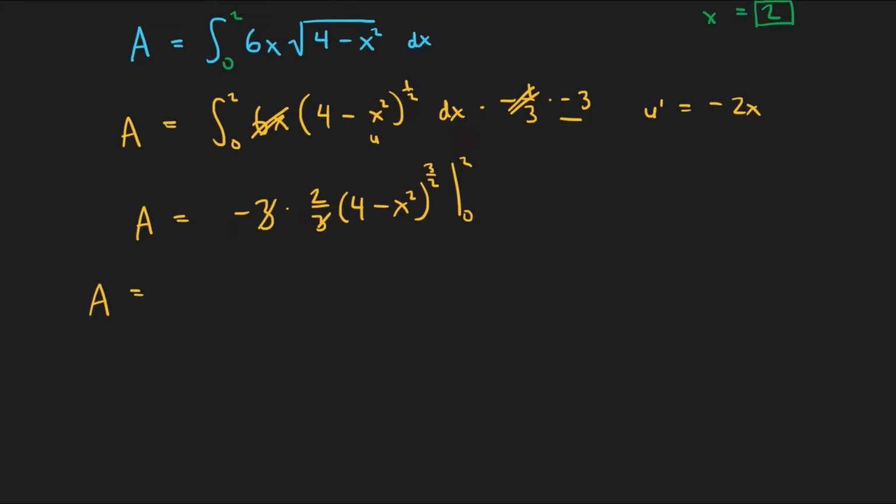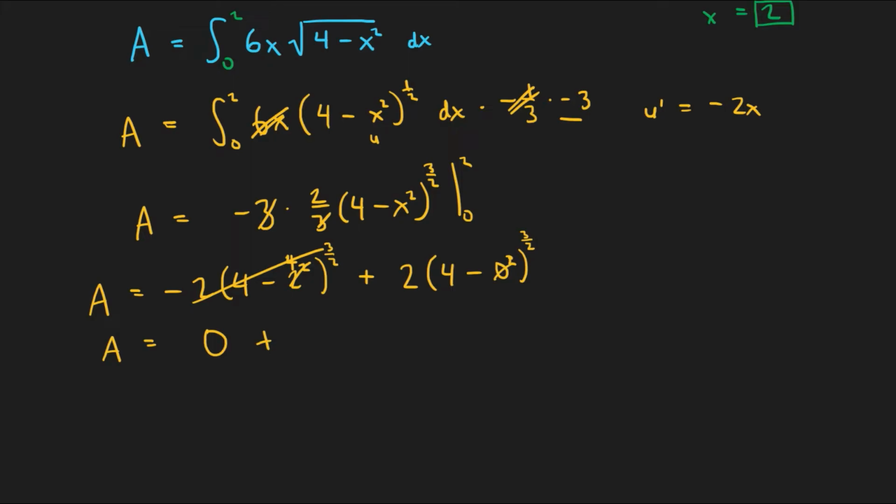So A equals -2 (4 minus 2 squared) to the 3/2 power, minus a negative, so we're going to be adding, plus 2 (4 minus 0 squared) to the 3/2 power. And now from here, we can see that 2 squared is going to be 4. 4 minus 4 is 0, so I can just cross that term off. And then we see that 0 squared is 0, so 4 to the 3/2 power is going to be the same thing as the square root of 4 cubed, which is 8. So that's going to be 2 times 8. And we get that our final area is 16. So here is our final area.